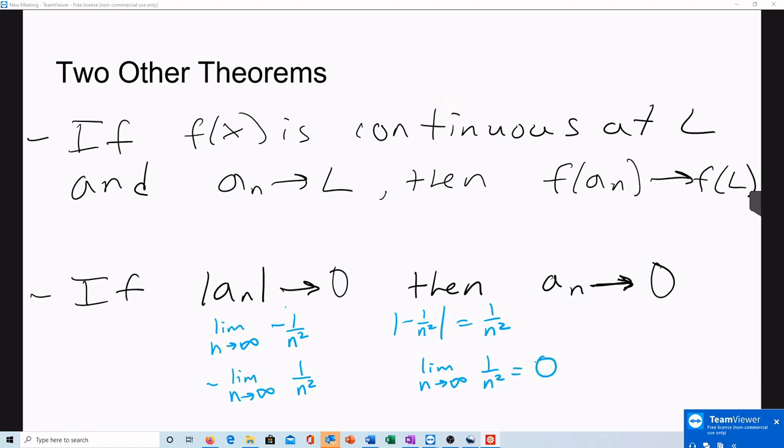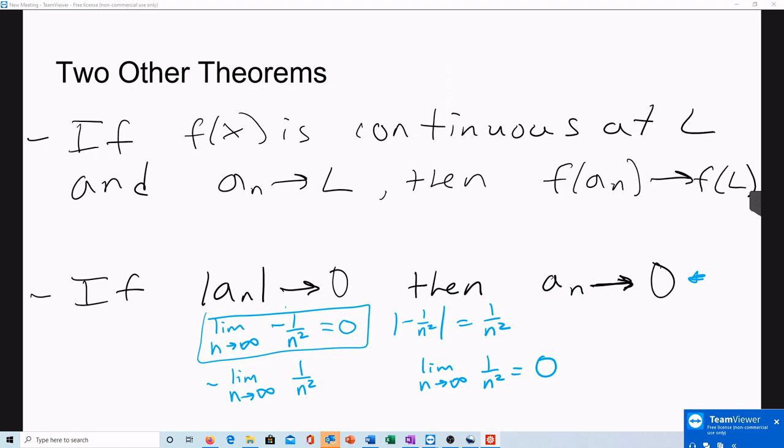We have a previous result that says 1 over n to the r will be 0, that limit, as long as r is positive and 2 is positive. So by this theorem, right above, since the absolute value of a sub n will go to 0, then that means this original one, right here, also goes to 0. Done. All right, so this one at the top is a little bit tougher.